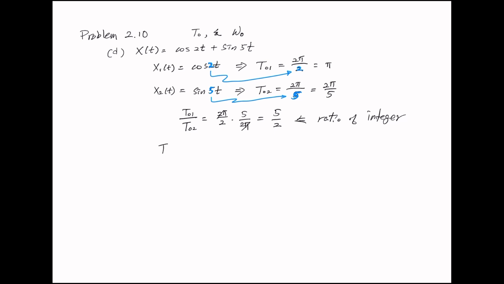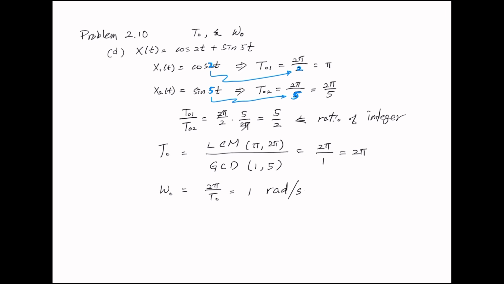To find the fundamental period for both, we need to do the LCM, least common multiple, of those two. That is pi and 2 pi for the numerator. And for the denominator, the omega parts, we need to do the GCD, greatest common divisor or highest common factor. We have 1, 5. So for the numerator, it should be 2 pi and the denominator should be 1. Therefore, T naught is 2 pi. Omega naught equals 2 pi over T naught, which is 1 radian per second.